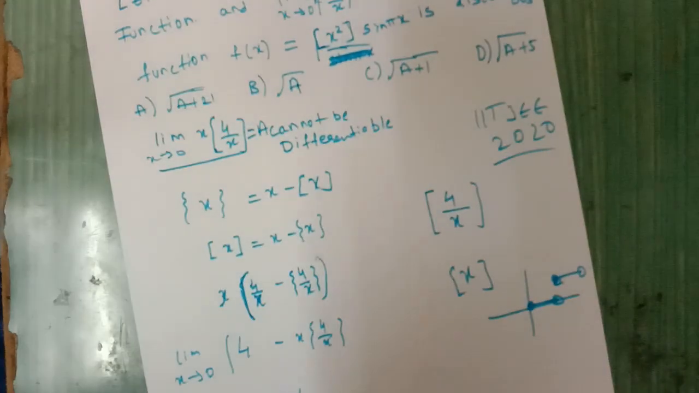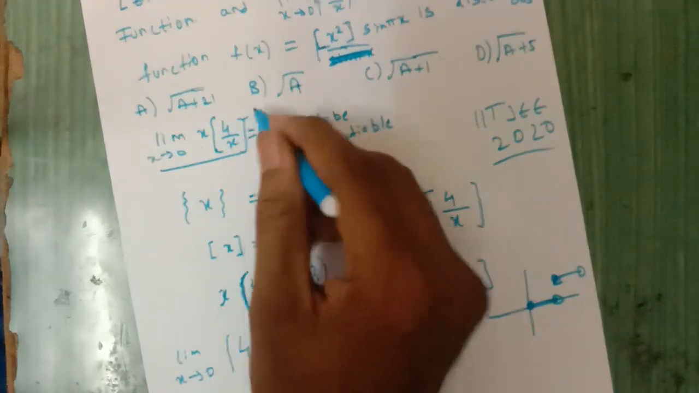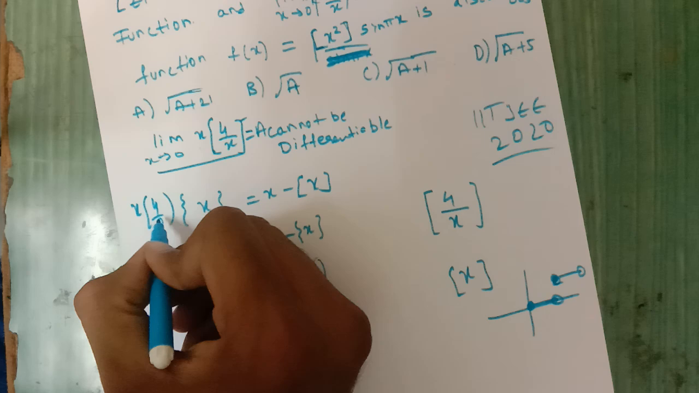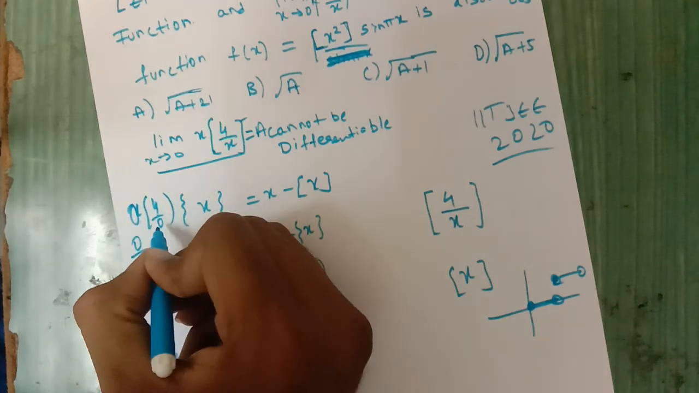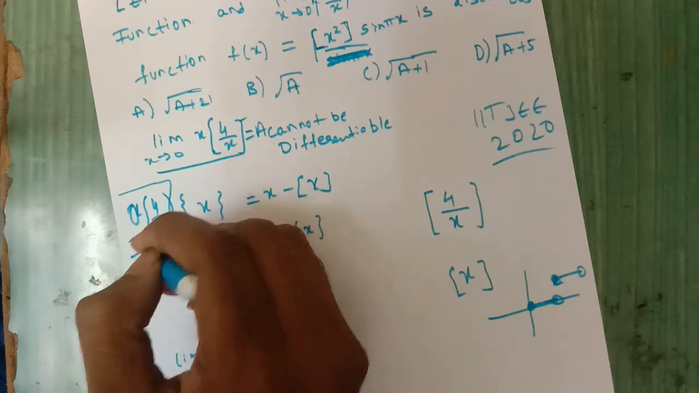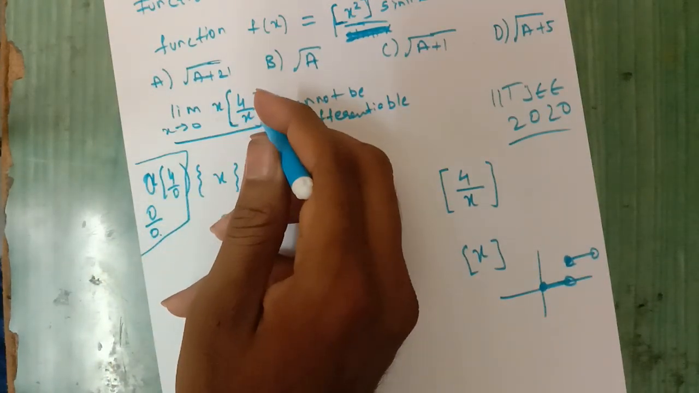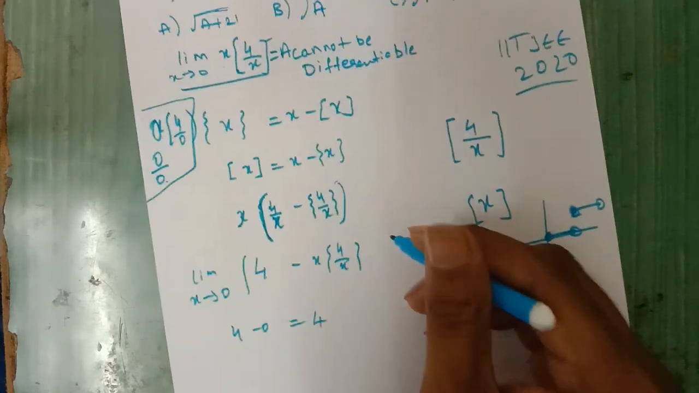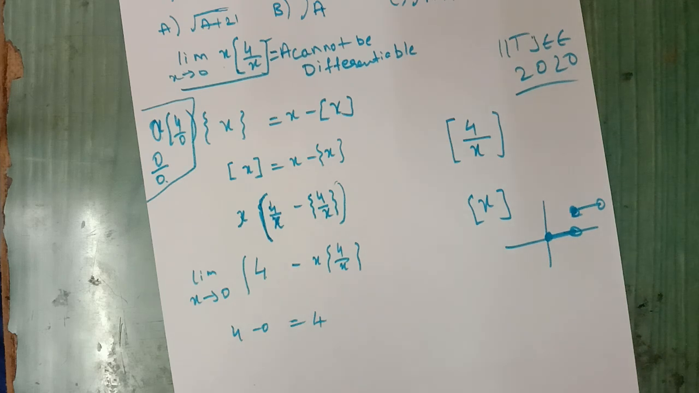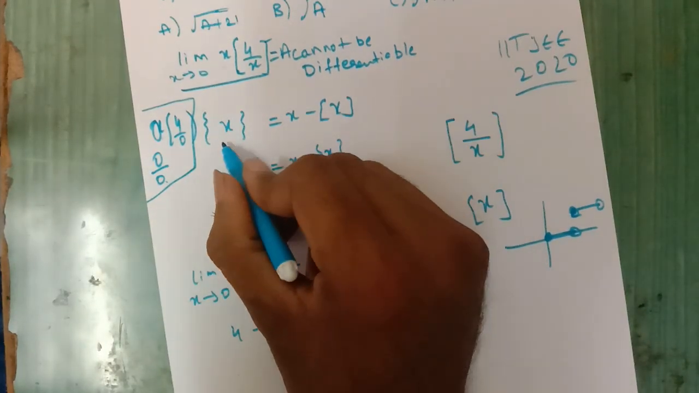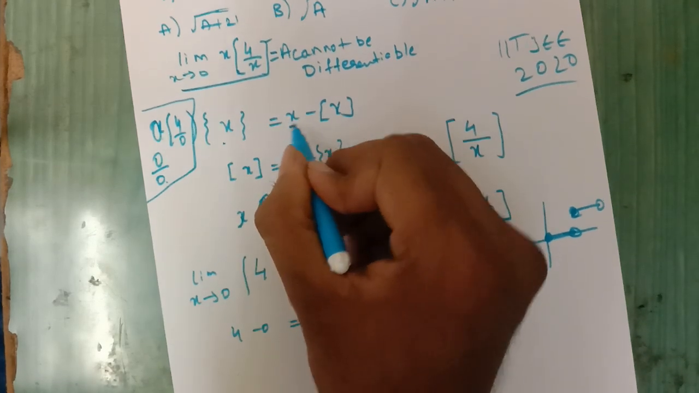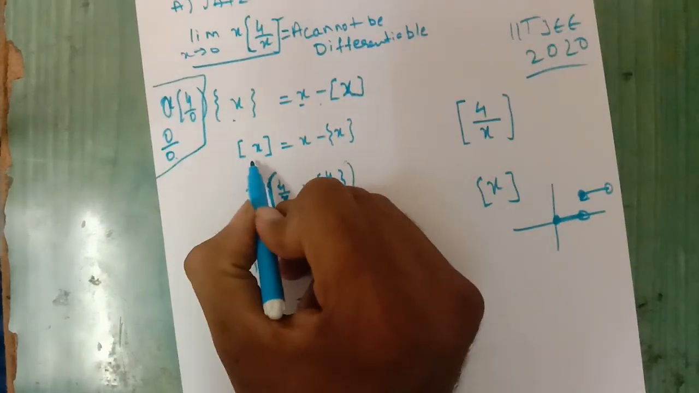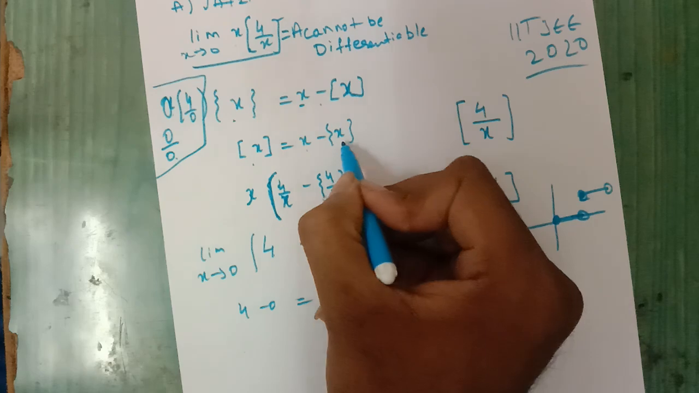So there should be another method to solve this, as x into 4 by 0 will be of the 0 by 0 form. Now we cannot apply L'Hospital's rule here, as the greatest integer function is not differentiable. So what we have to do is find an alternate method, which is the fractional part function. The fractional part is always equal to the given number minus the greatest integer function. So we can rewrite it as the greatest integer function equal to the number minus the fractional part.